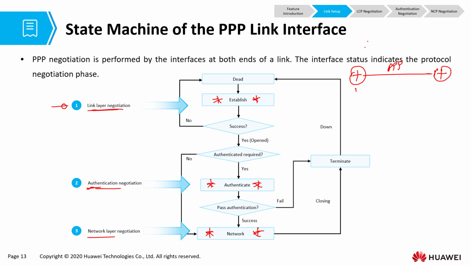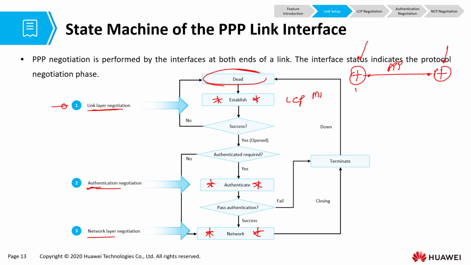As long as this router is powered up and this router is powered up and the physical link goes up, they go to the established phase, up from the dead phase, and they start to set up a PPP connection. In the established phase is where they are going to perform link control protocol negotiations. They are going to negotiate a number of things.